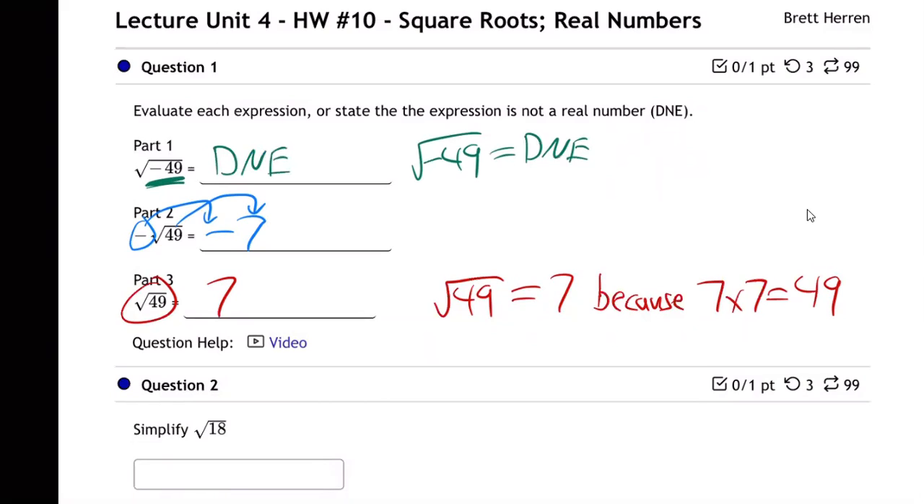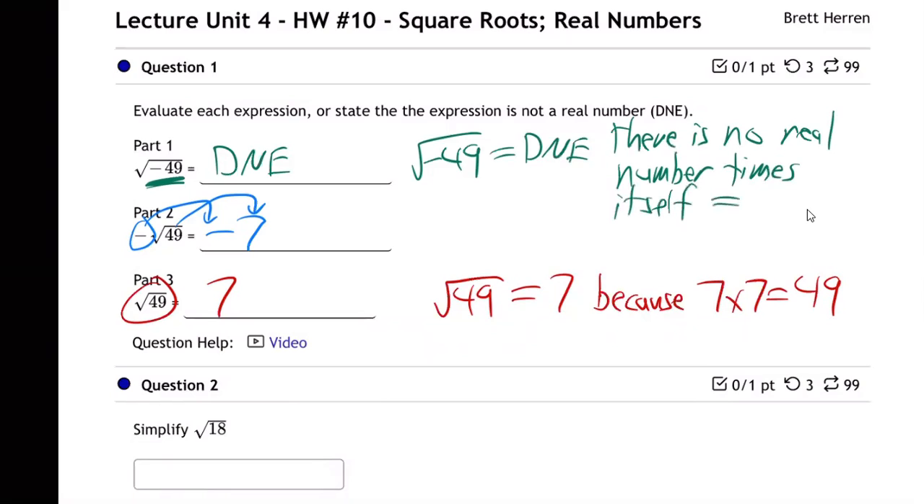And the reason is because there is no real number times itself to equal negative 49. There's no way to do that. You can't multiply a number times itself to be negative 49, right? If you took negative 7 times negative 7, that'd be positive 49.